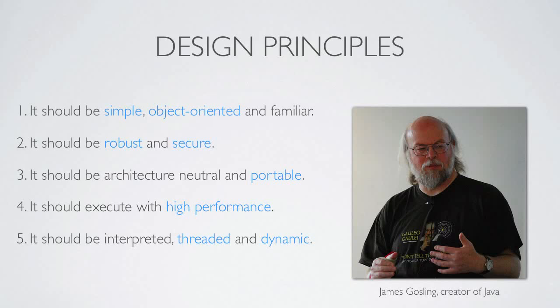Number 3, it should be architecture neutral and portable. Architecture neutral, what does that mean? Well, that means regardless of what architecture you're on, whether it's Windows or Linux or Mac or any other platform, that shouldn't matter to the running of your program. You should be able to write a program once and run it anywhere. That's one of the taglines of Java, and it generally achieves that. So this emphasis on portability, that we don't have to have a specialized version of the program for different platforms, different architectures. It's highly portable.